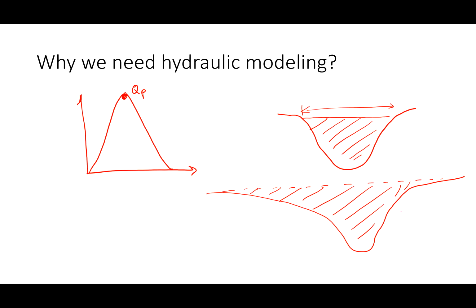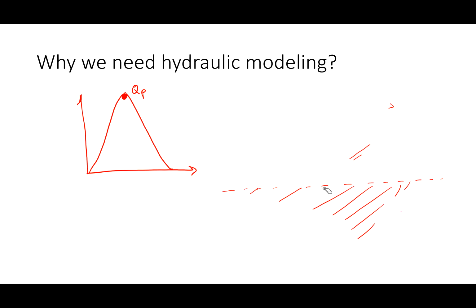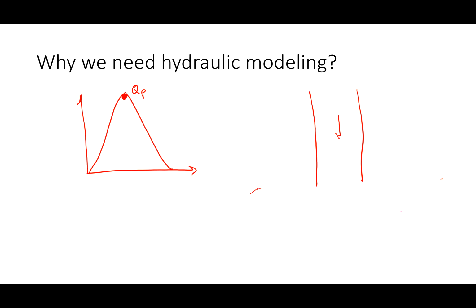So HEC-RAS is a 1D model. So you may ask, what is a 1D model? Let me explain that too. I'm just going to draw the plan view here. So this is our river channel. Let's say it's flowing in the downward direction. So the water is flowing into this channel horizontally from the ground. And once it enters the channel, it moves along the channel in this downstream direction.